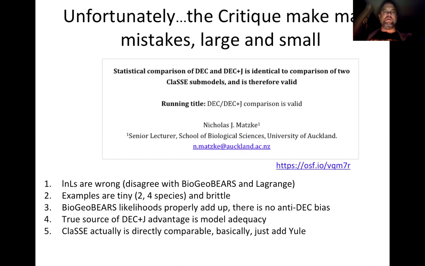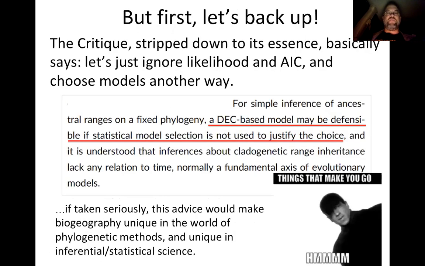All right, here are the main points that I make in this critique of the critique. I say statistical model comparison is identical to the comparison of two ClaSSE submodels, and it's therefore valid. And I make a number of other points, including that the log likelihoods in the critique are wrong. The examples that they show of counterintuitive inference are tiny examples, and they're brittle. The BioGeoBEARS likelihoods do properly add up. There's no anti-DEC bias. I point out the true source of the DEC+J advantage, and I show how ClaSSE is directly comparable to the DEC and DEC+J models by adding a Yule process to those models. All right, so let's back up first.